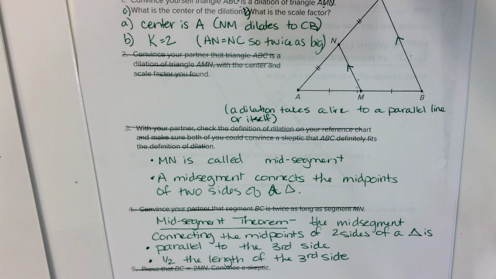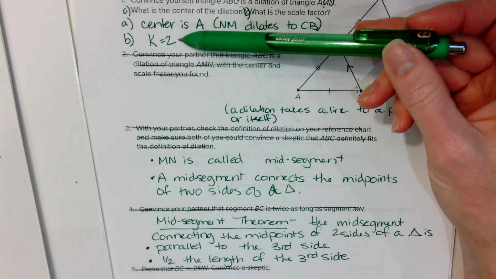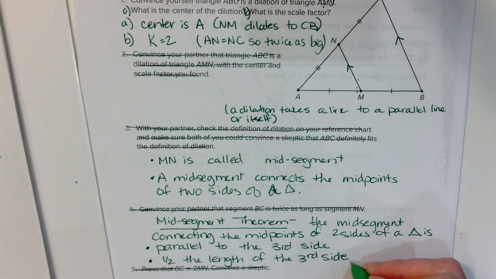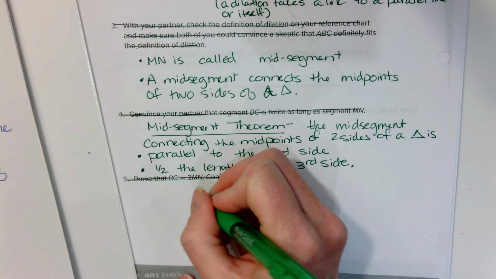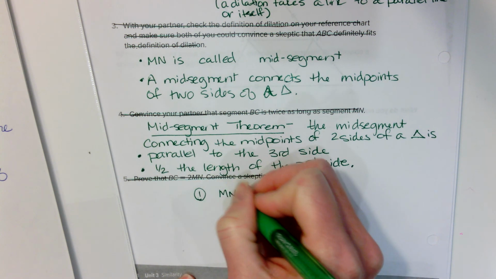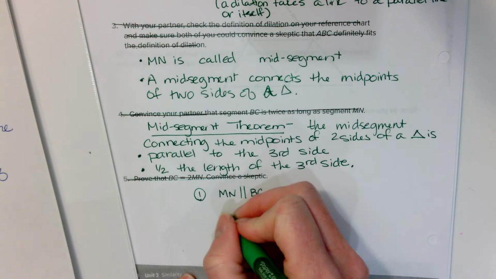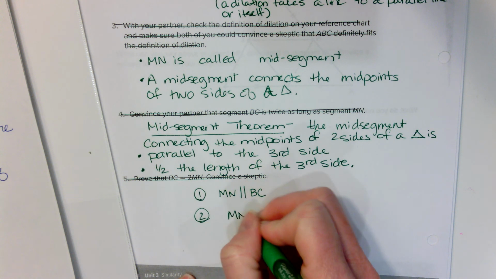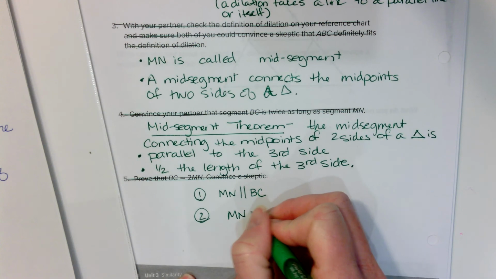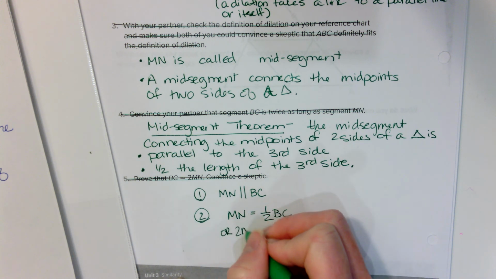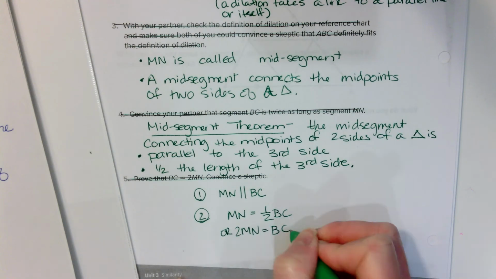Well, that also makes sense to me as well, because if my scale factor was 2, that means that my new side should be double my original side. So that makes sense as well. So in this picture, and let me move down for my notes, we know two things. One of the things that we know is that MN is parallel to BC. We just talked about that. And we know that MN, that's my little side, is equal to half of BC, or you could think about this as 2 times MN is equal to BC.